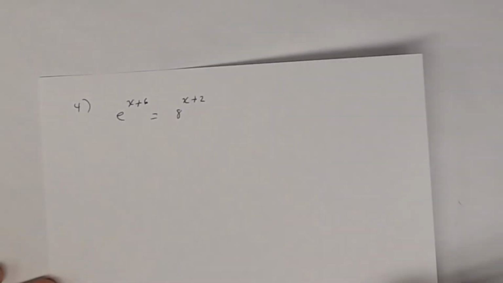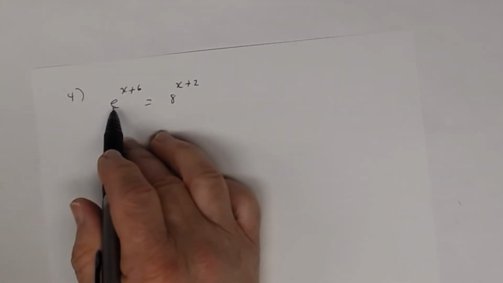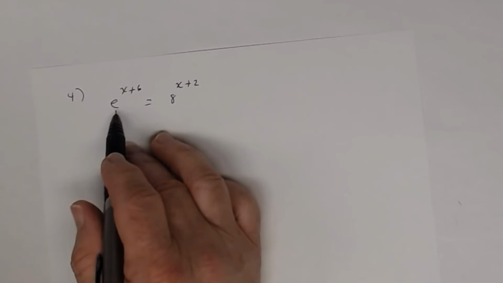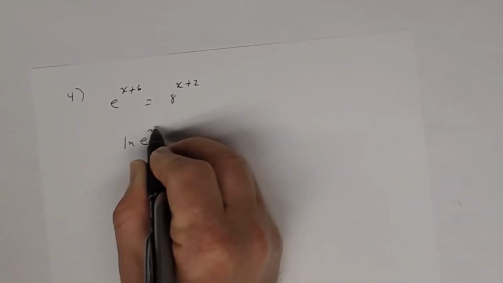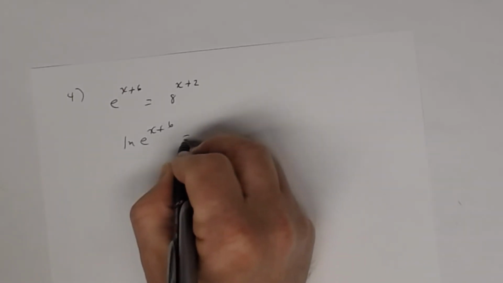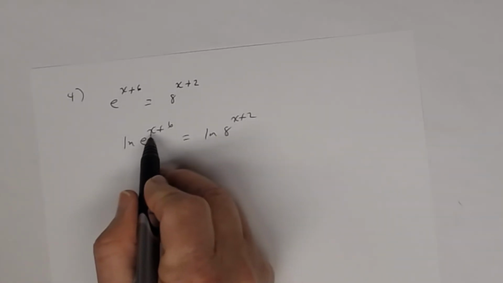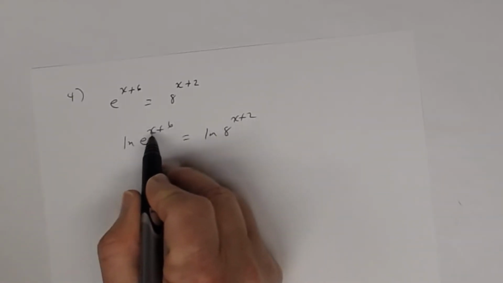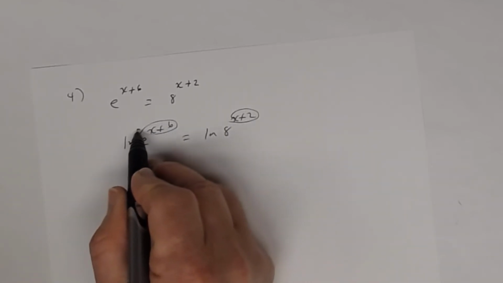All right, number 4, we have this. Now notice this is base e. So since it's base e, let's use natural log. I'm going to take the natural log of both sides, just like this, because remember the natural logarithm is understood to have base e. And so the natural log of 8 to the x plus 2. Now I can use the power rule, so I'm going to take both of those expressions and write them as a product.